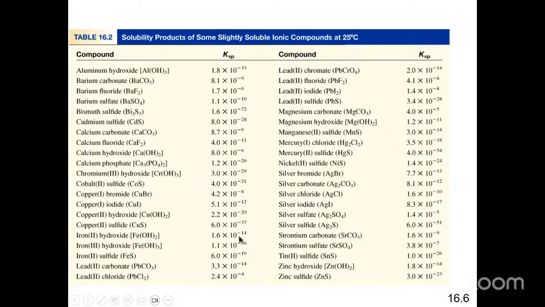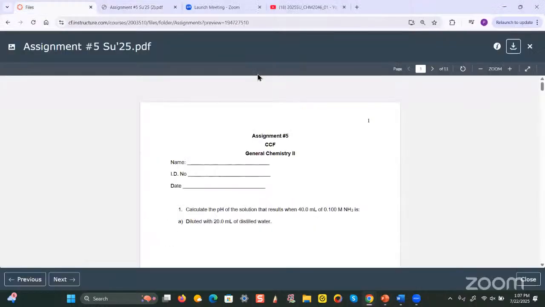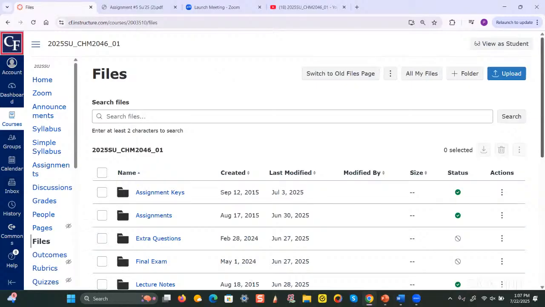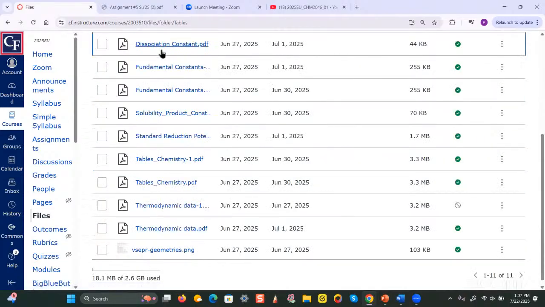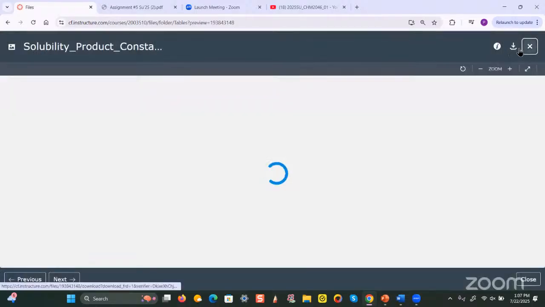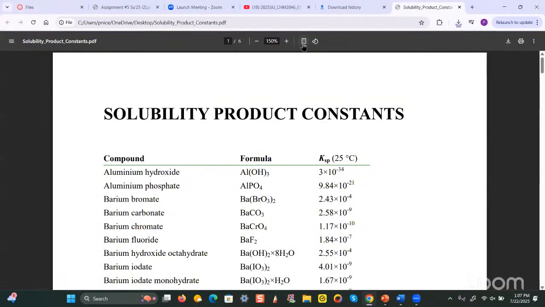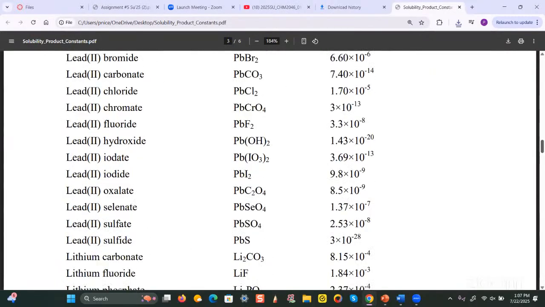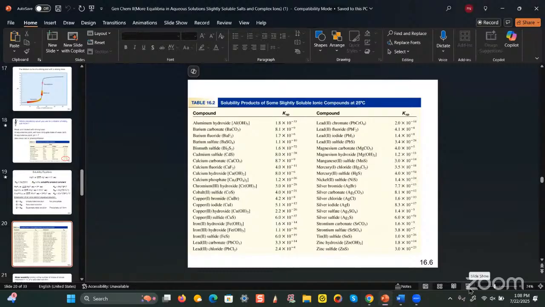In fact, I've provided for you in Canvas, let me just show you where it is, a more comprehensive list, which you'll have access to during your exams. If you go to tables, and then where it says the solubility product constants, okay, so this is the table that you'll have access to. And this is 6 pages long, so it's more comprehensive. And you'll be able to refer to this when it's needed, all right? Okay, so that's as far as the numbers are concerned.